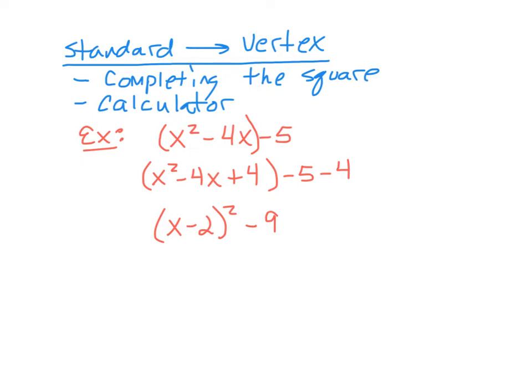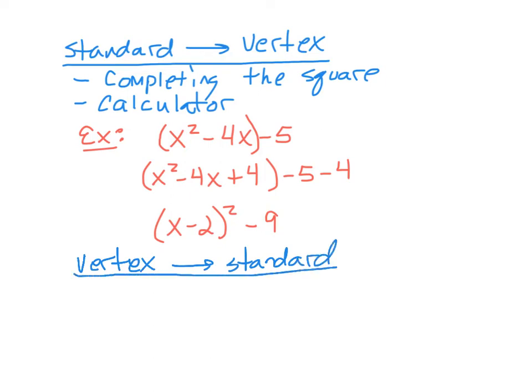All right, now we want to look at going from vertex form to standard form. Well, vertex form to standard form, it turns out that I can simply square and distribute. And I'll do an example of that. And once I combine my like terms, that'll essentially convert it from vertex to standard.